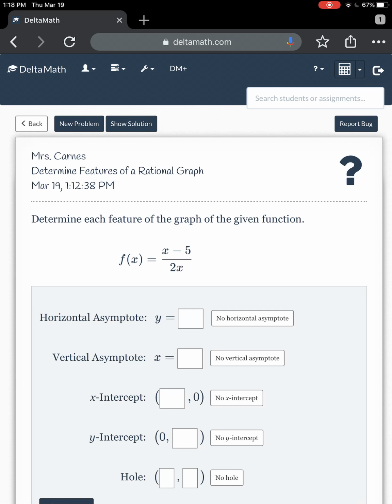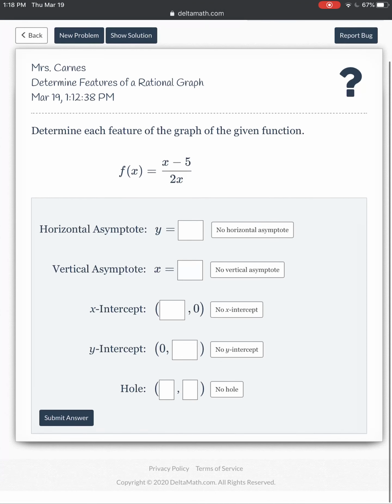Hi everyone. I just wanted to help you guys out a little bit with today's Delta Math. Some of you have reached out to me and said you were having a little bit of difficulty with the assignment. So I'm just going to open up a question or two and work my way through them, and hopefully this will help those of you that are having some trouble.